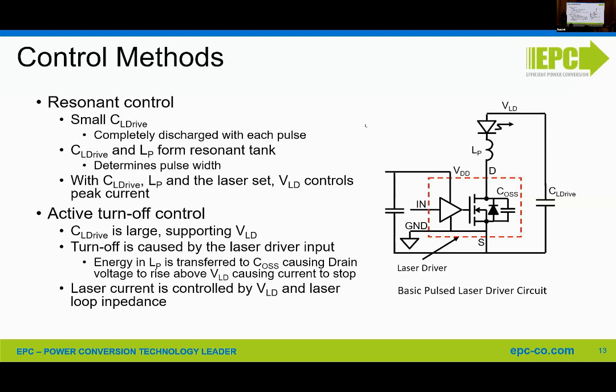For active turnoff, you turn on the device and you're going to have a large capacitance that's going to hold the voltage. Then at some point, you're going to actively turn off the laser driver, which is going to cause the laser driver to interrupt the current for the turnoff. In that case, the energy in the stray inductance is going to transfer to the output capacitance, the COSS of the laser driver, and that's what's going to cause the voltage to increase, which will drive the current down to 0.